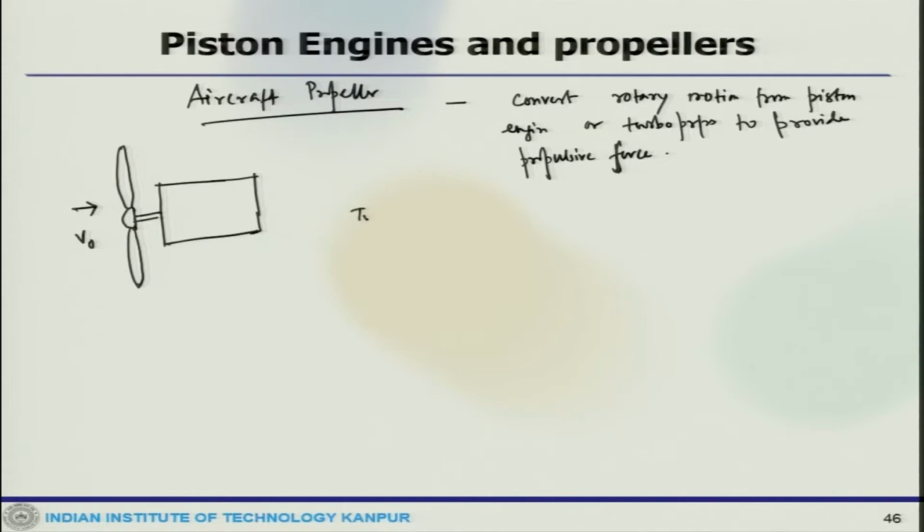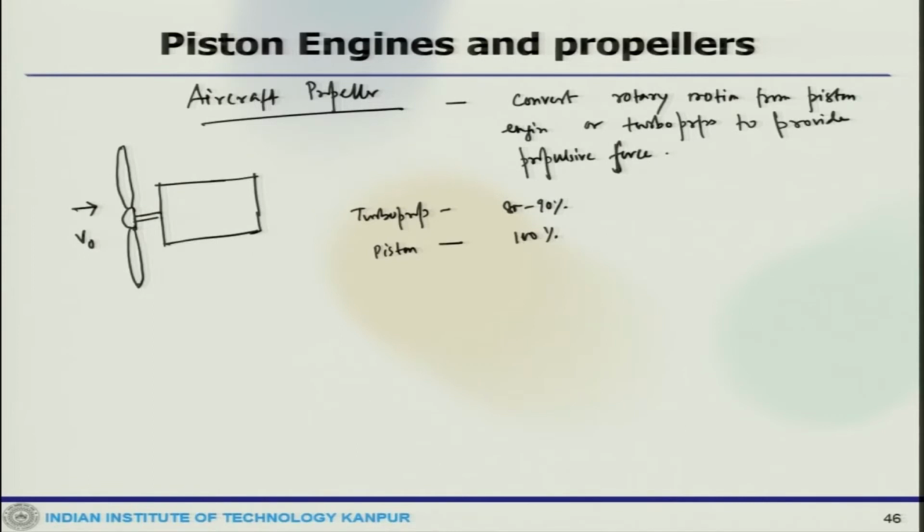So, turboprop engine, 80 to 90% of the thrust is produced by a turbine driven by the propeller, and the rest 10 to 20% by the jet, and in the piston engine the propeller produces almost 100% of the thrust force.